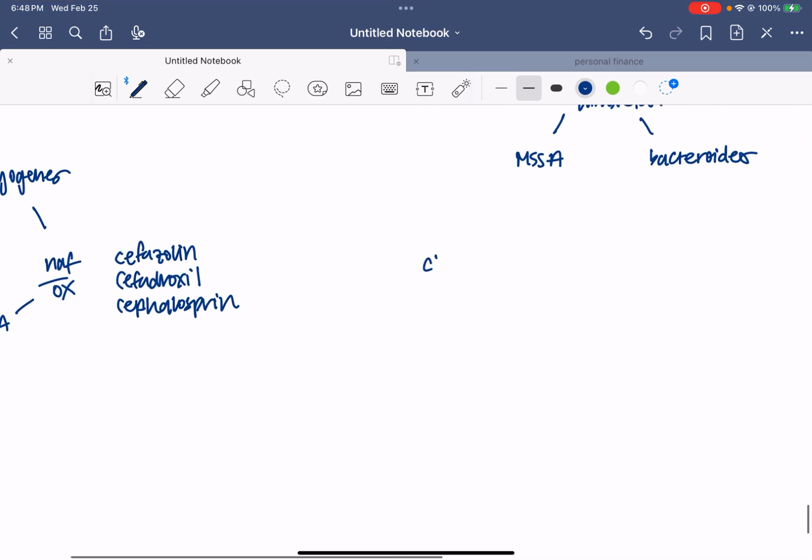And actually, the next evolution will be clindamycin, which covers S. pneumoniae and MSSA.